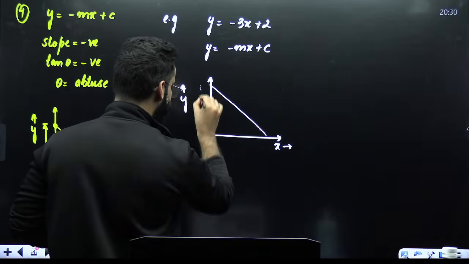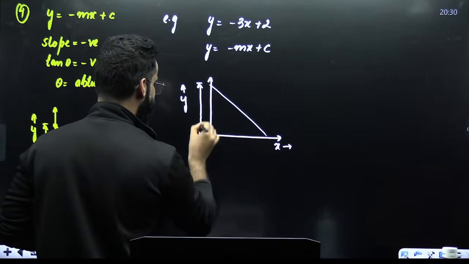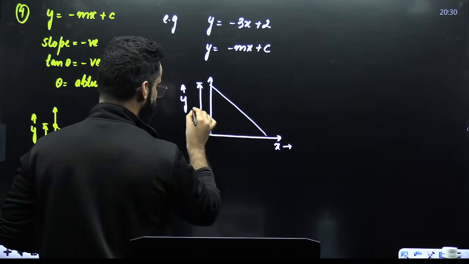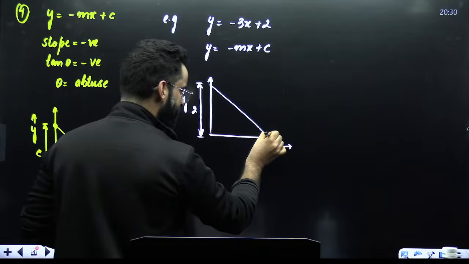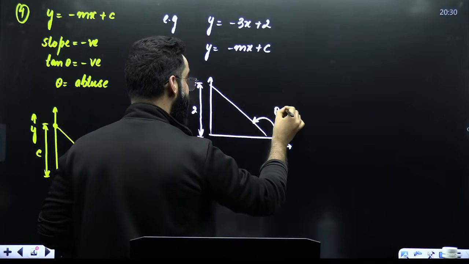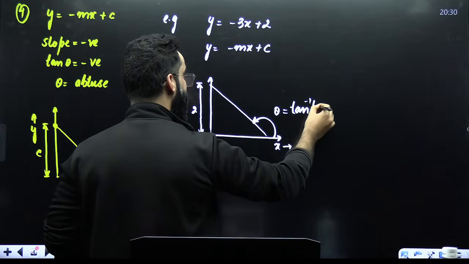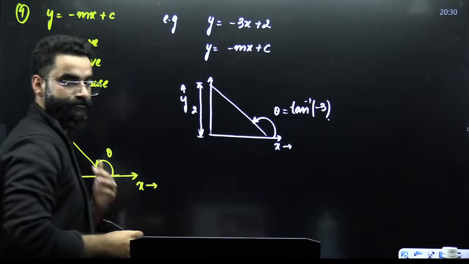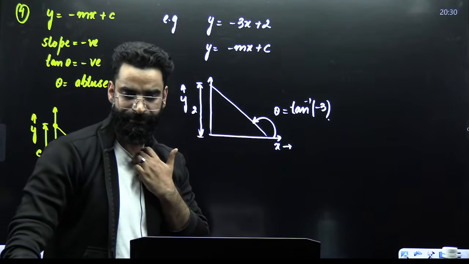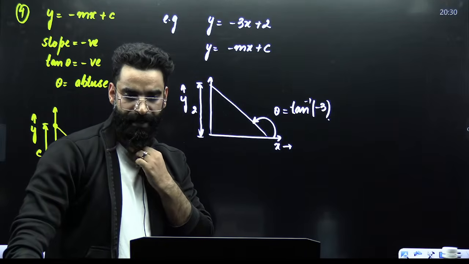Okay. The distance from here to here is something which you call the intercept. Intercept is denoted by the value of c. The c value is equal to 2. Right? And this particular angle here is theta. Theta will be equal to tan inverse of minus 3. Am I clear, people? Am I clear to everyone?